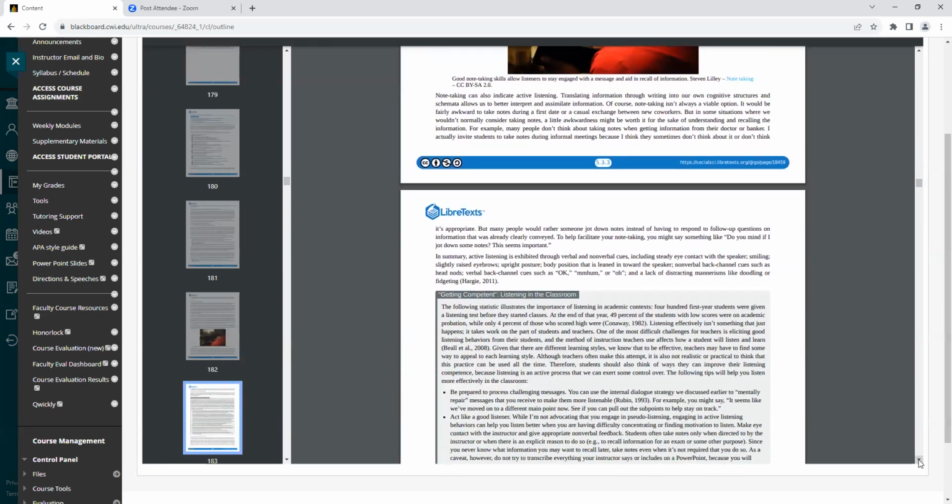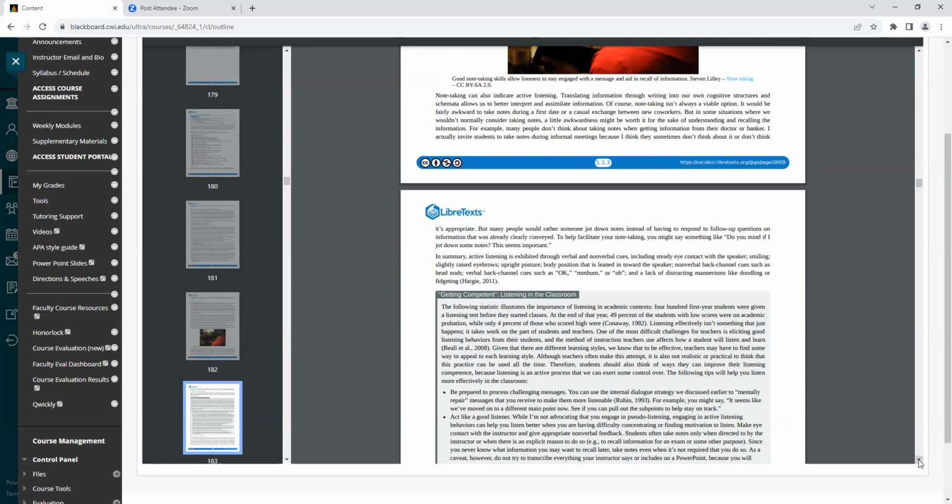Note taking can also indicate active listening. Translating information through writing into our own cognitive structures and schemata allows us to better interpret and assimilate information. Of course, note taking isn't always a viable option. It would be fairly awkward to take notes during a first date or casual exchange between new coworkers. But in some situations where we wouldn't normally consider taking notes, a little awkwardness might be worth it for the sake of understanding and recalling the information.